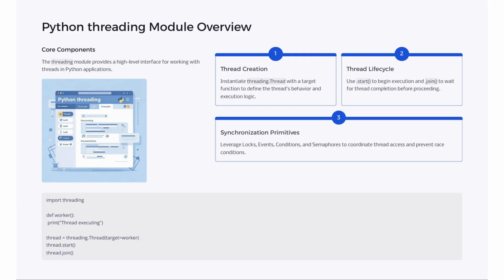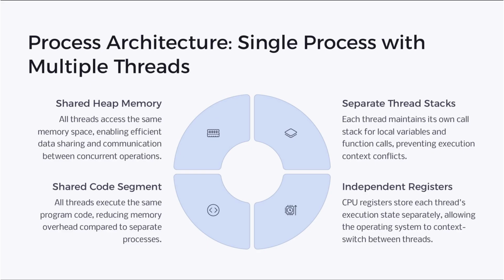The Python threading module offers a high-level interface for thread management. Create threads using threading.Thread with a target function. Start execution with .start and ensure completion with .join. Utilize synchronization primitives like locks, events, conditions, and semaphores to manage thread access and avoid race conditions, ensuring efficient and safe concurrent operations.